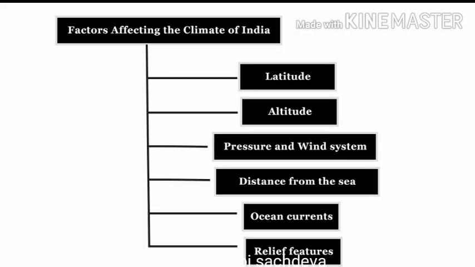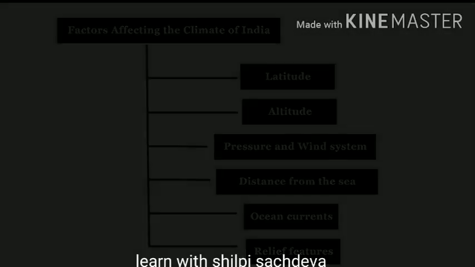The factors which affect the climatic condition of India are latitude, altitude, pressure and wind system, distance from the sea, ocean currents, and relief features like the position of the mountains. Let's begin our discussion with latitude.